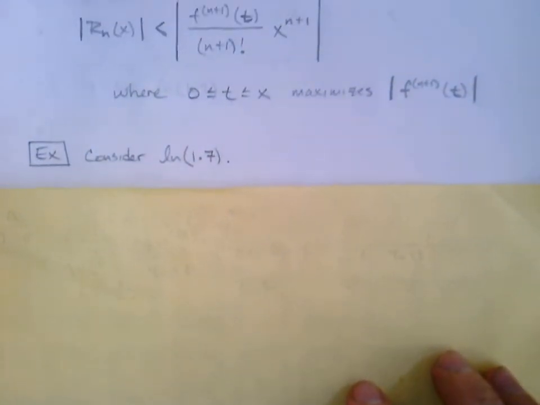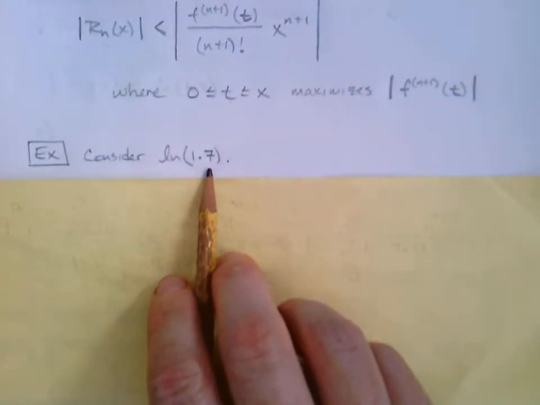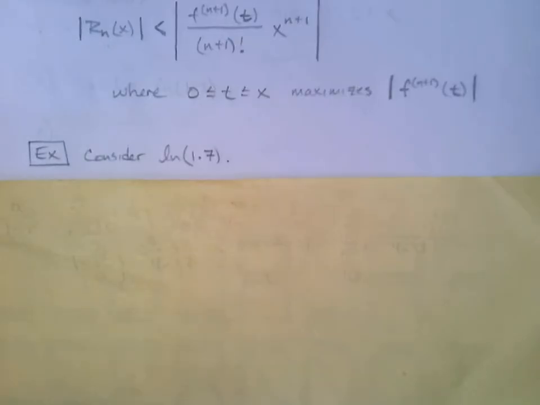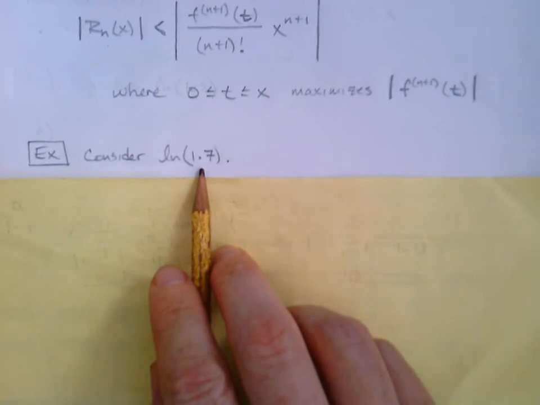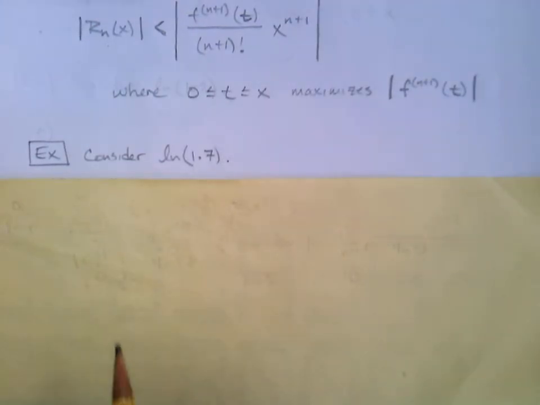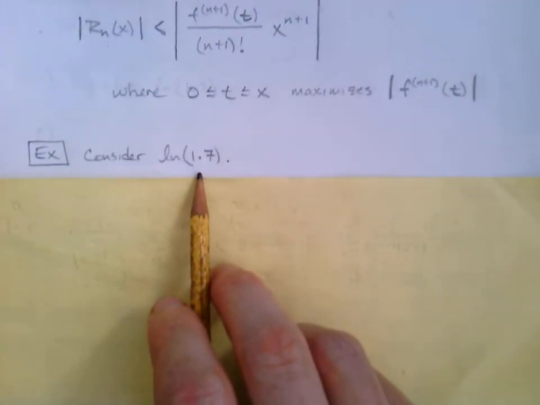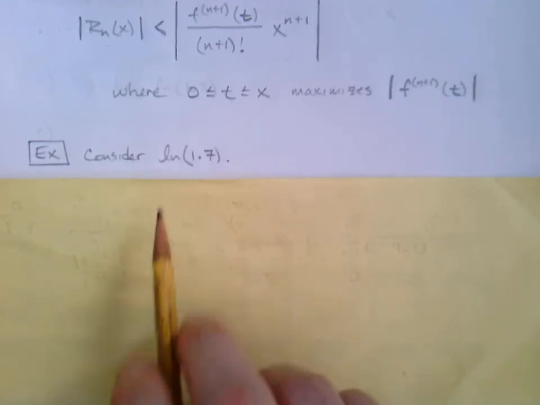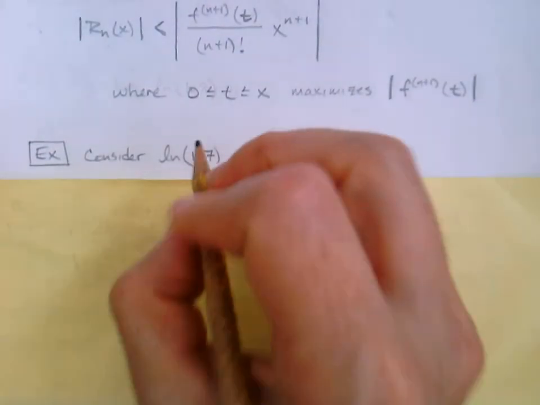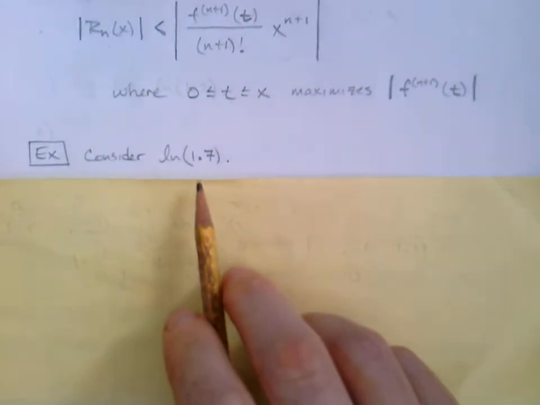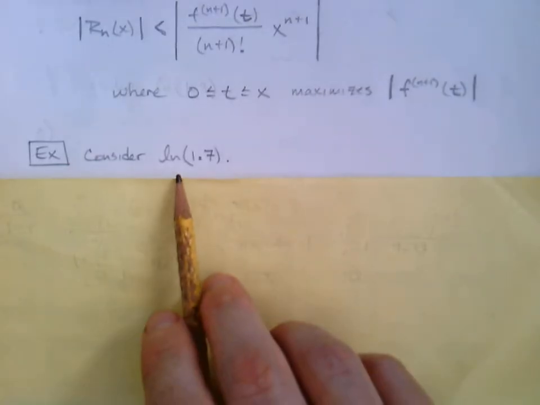Okay. Consider the natural log of 1.7. Now, in our day, we can just put that into a calculator and get a very high degree of accuracy. If we wanted more accuracy, we maybe could use a computer or something else. But in Taylor's day, they couldn't do that, right? So they needed a pretty sophisticated way of approximating these things.